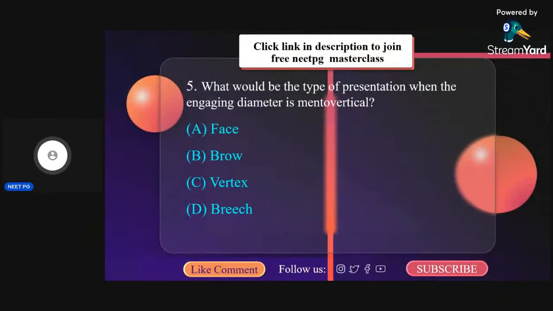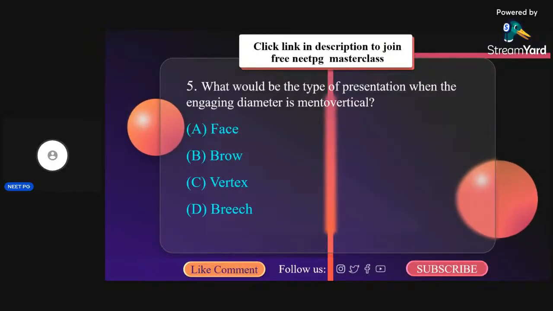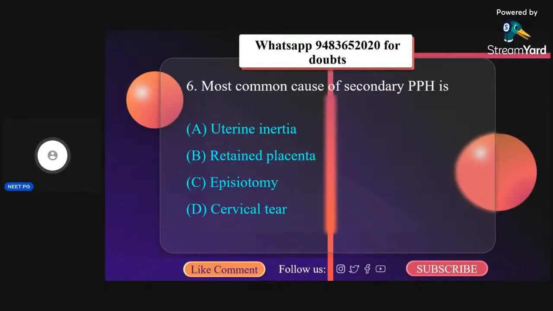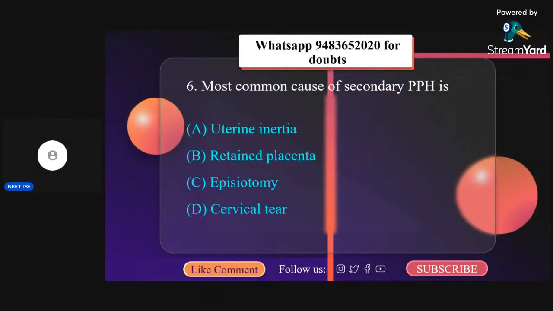What would be the type of presentation when the engaging diameter is vertical? It is brow presentation. Most common cause of secondary PPH is retained placenta.